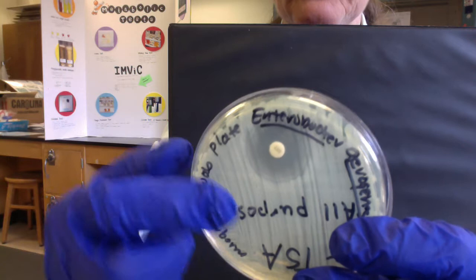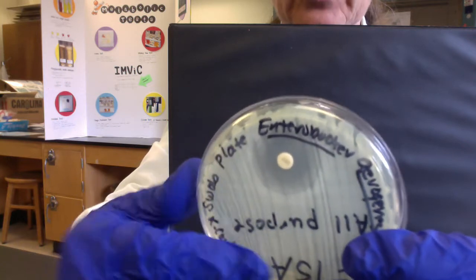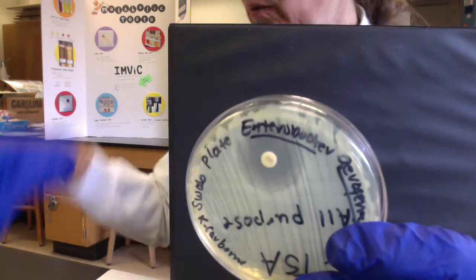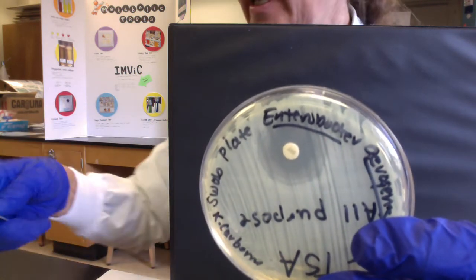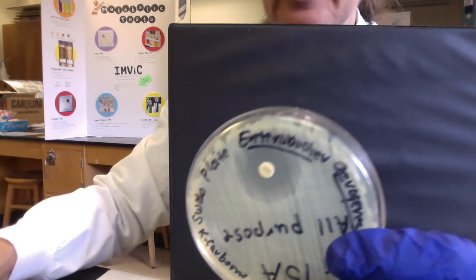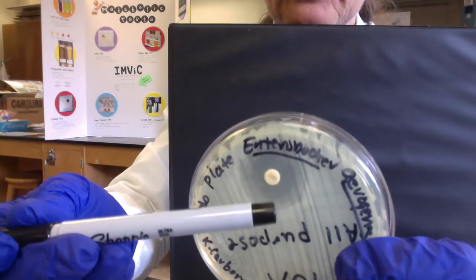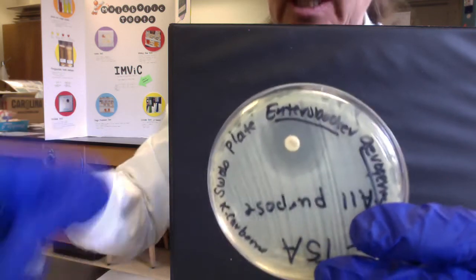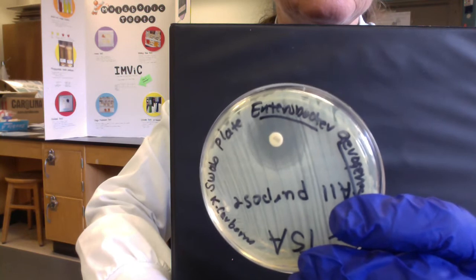What you'll notice, folks, is here's our bacteria growing, and then you'll notice this area, a clear area around the antibiotic disc. That's called the zone of inhibition, and it's telling us that antibiotics have diffused into the agar and that the antibiotics have been able to inhibit or kill the bacteria in that zone of inhibition.